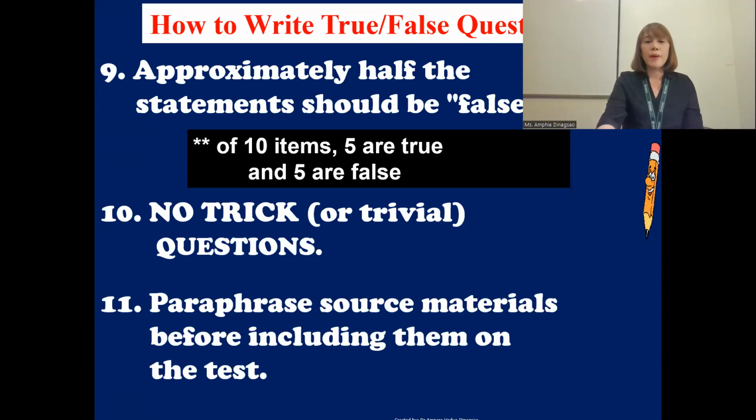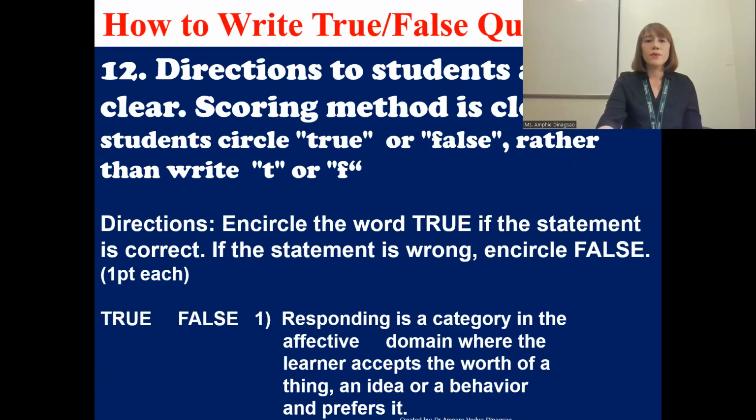And of course, paraphrase source materials before including them in the test. One of the issues when we construct a true or false test is when we just lift a statement from our book and put it on the test, and that can be a copyright issue. So of course, number 12, directions to students have to be clear, and the scoring method has to also be very clear.